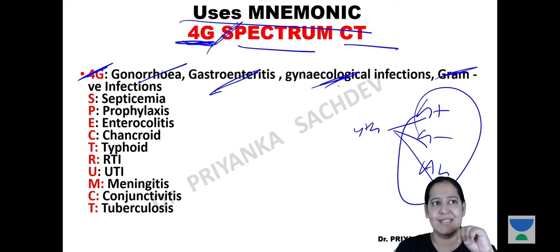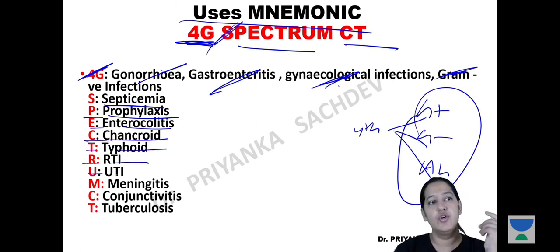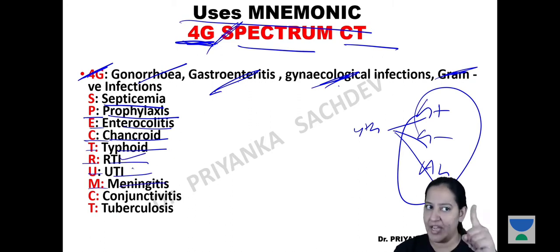Spectrum: S stands for septicemia. P stands for prophylaxis; for prophylaxis before surgery we use this. E for enterocolitis, C for chancroid, T for typhoid, R for RTI, U for UTI, M for meningitis. RTI is respiratory tract infection, UTI is urinary tract infection, T for conjunctivitis and T for tuberculosis.